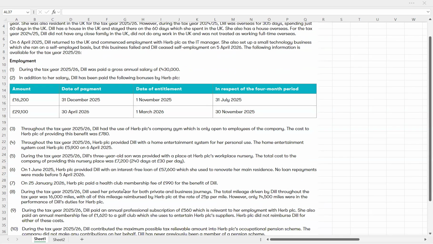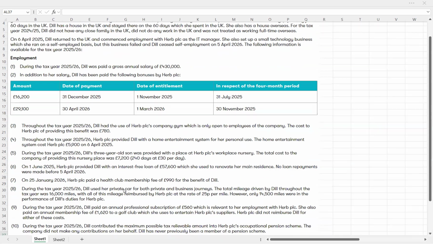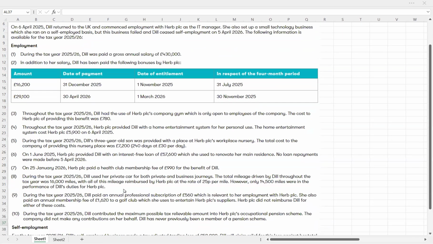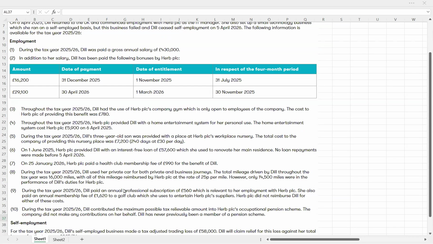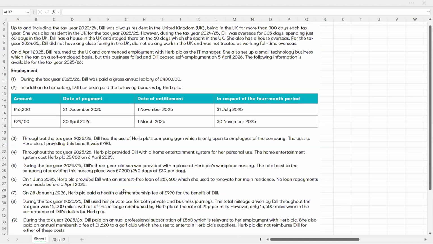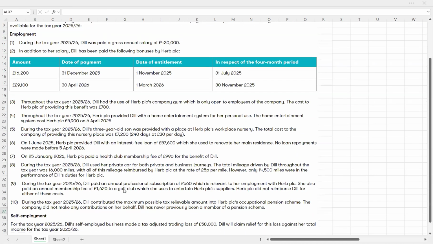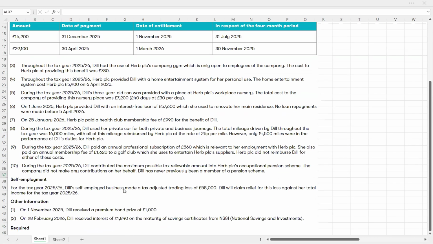Okay, the health club membership. So there are many things which are tested, how to deal with the annual subscription and the occupational pension scheme. So the examiner has made a really good question. It's a past paper question that has just touched most of the aspects of the syllabus that we have covered so far. So we will be looking at it in great detail.